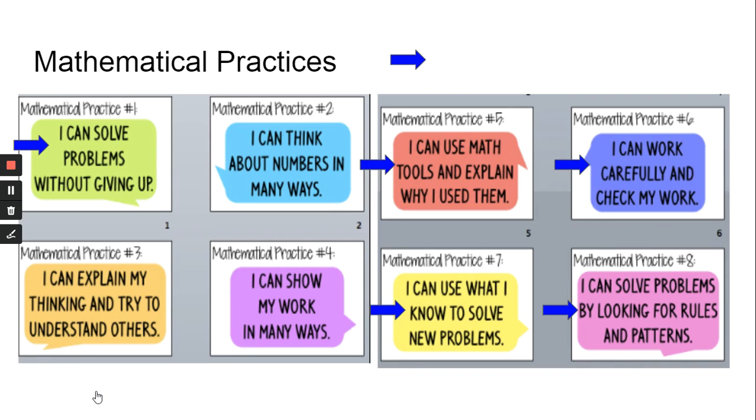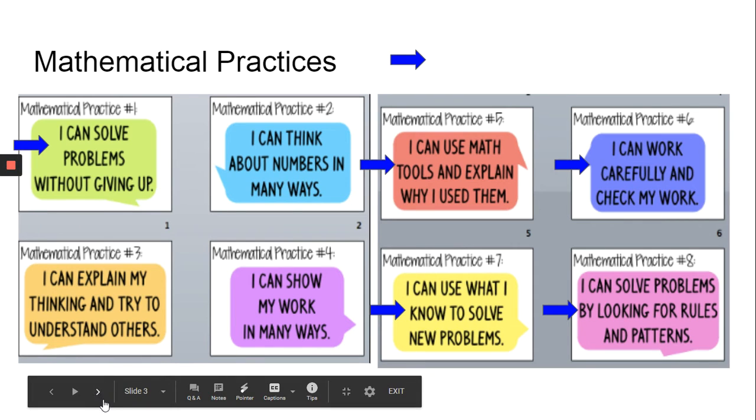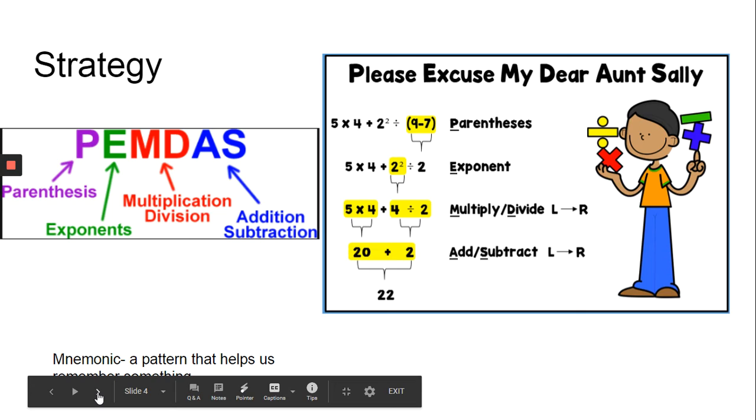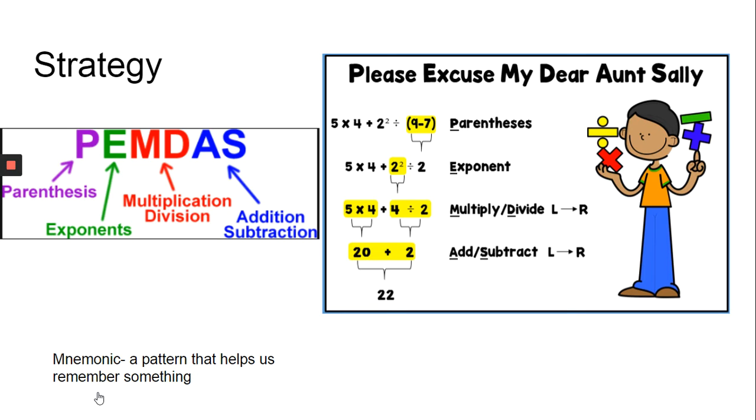the mathematical practices. Number 1, I can solve problems without giving up. Number 5, I can use math tools and explain why I use them. Number 6, I can work carefully and check my work. Number 7, I can use what I know to solve new problems. Number 8, I can solve problems by looking for rules and patterns, and that's exactly what order of operations is, that practice number 8, using a strategy to solve a problem.